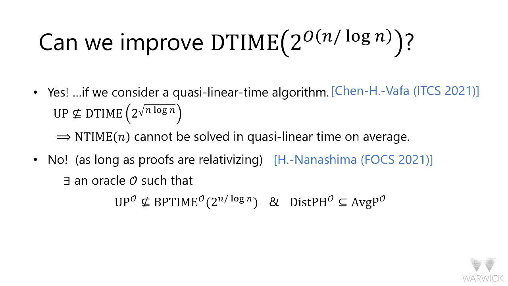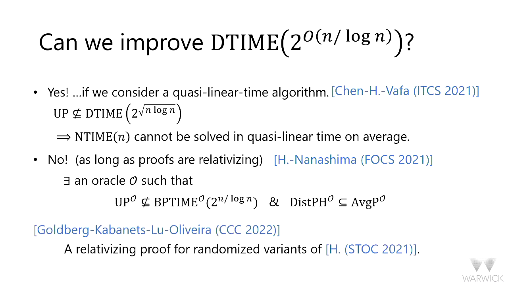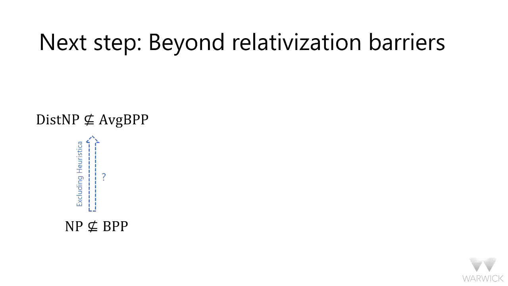So in order to go beyond, we need a non-relativizing proof. Actually, the original proof was non-relativizing, but subsequent work by Goldberg, Kabanets, Lu, and Oliveira showed that there's a relativizing proof for randomized variance. So we need to come up with non-relativizing proof techniques in order to go beyond. So the next major step would be to go beyond relativization barriers.